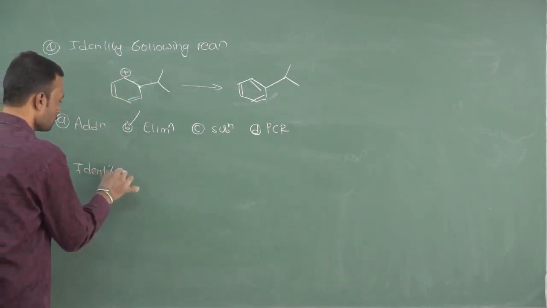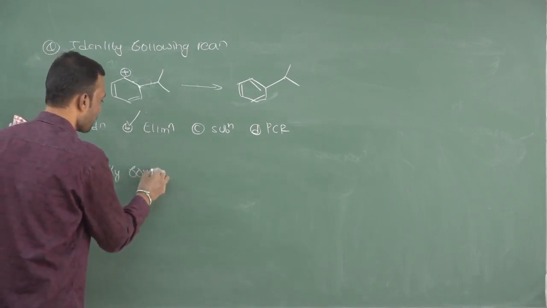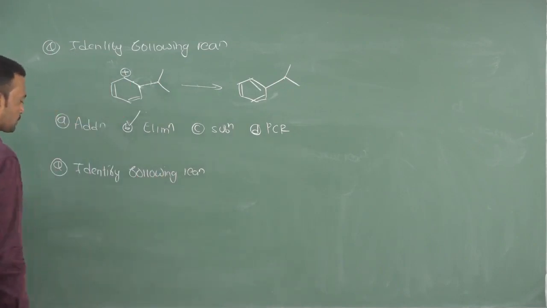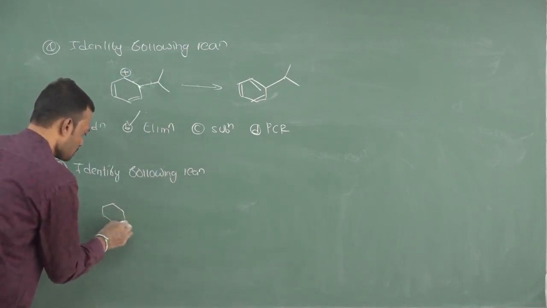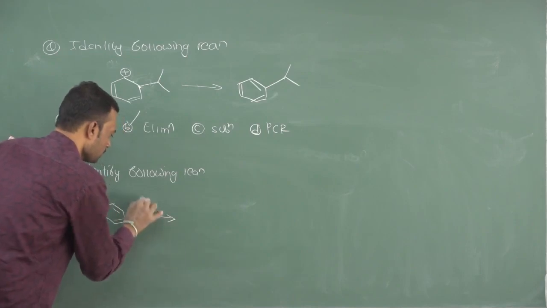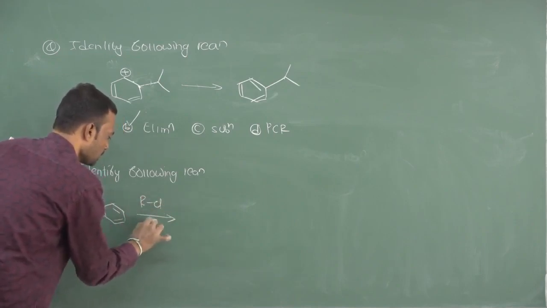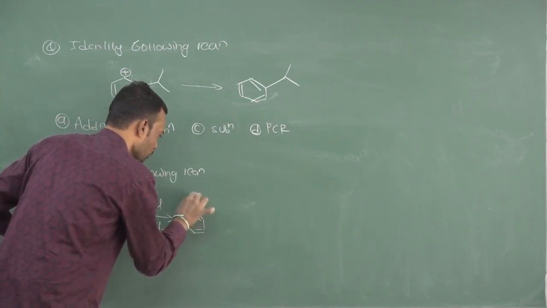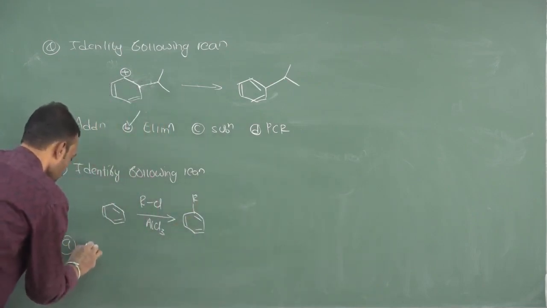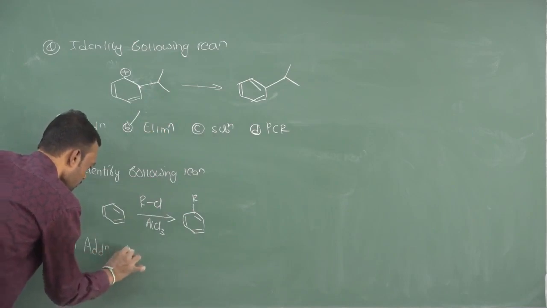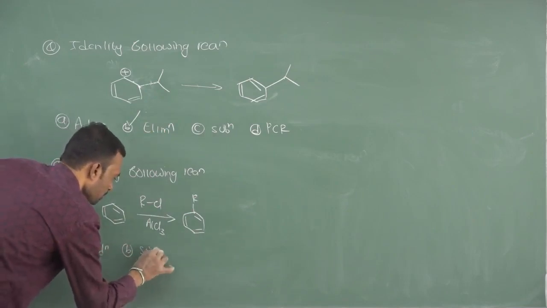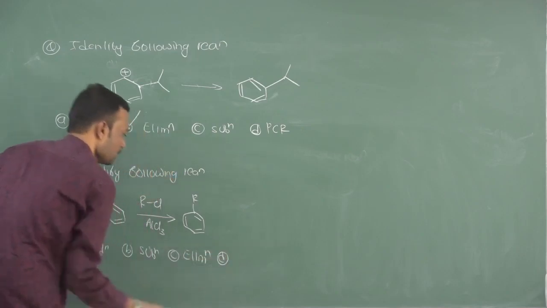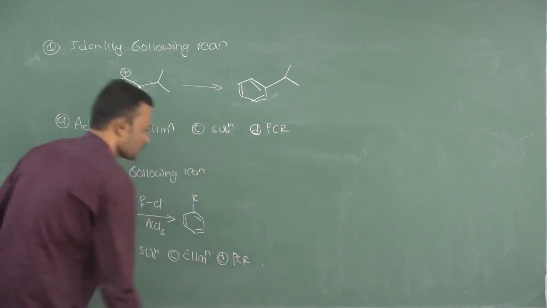So this is the last question. Identify the following reaction. I am taking benzene, I am taking alkyl halide and AlCl3. Finally you may get an alkyl group on benzene. So it is an example of A, addition, B, substitution, C, elimination, or D, pericyclic reaction. What kind of reaction is it?